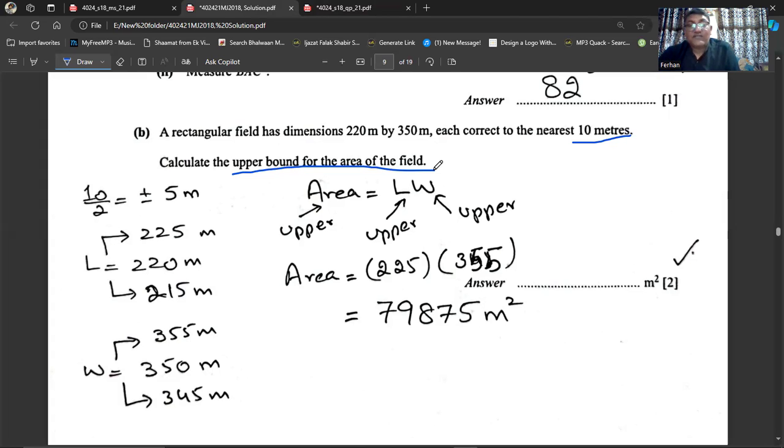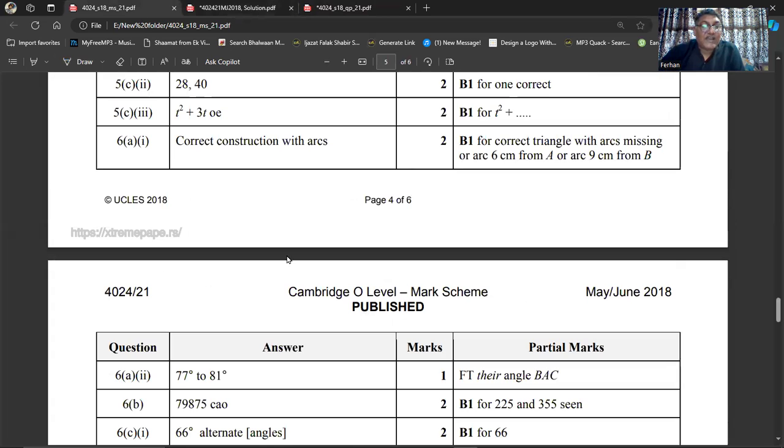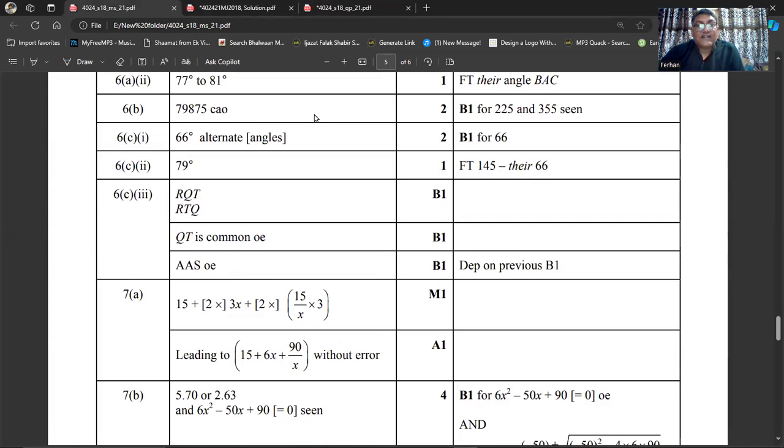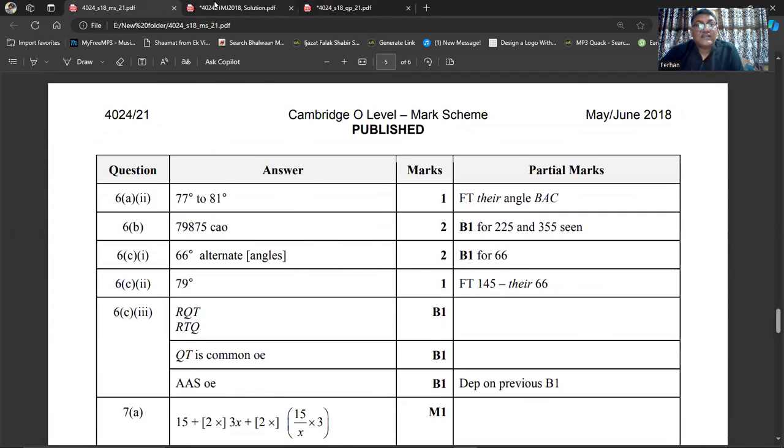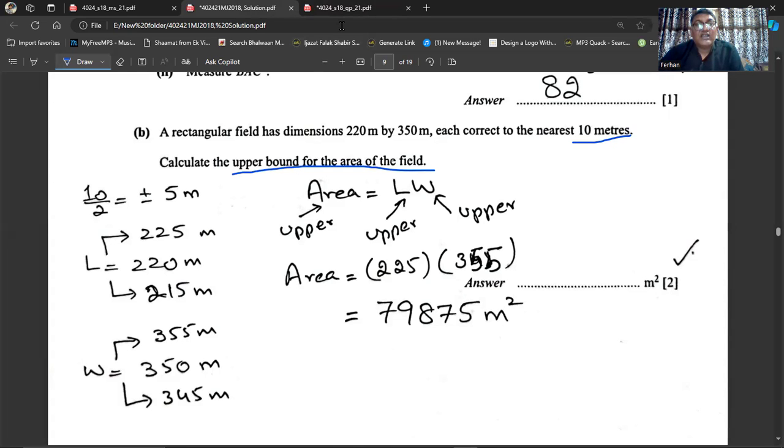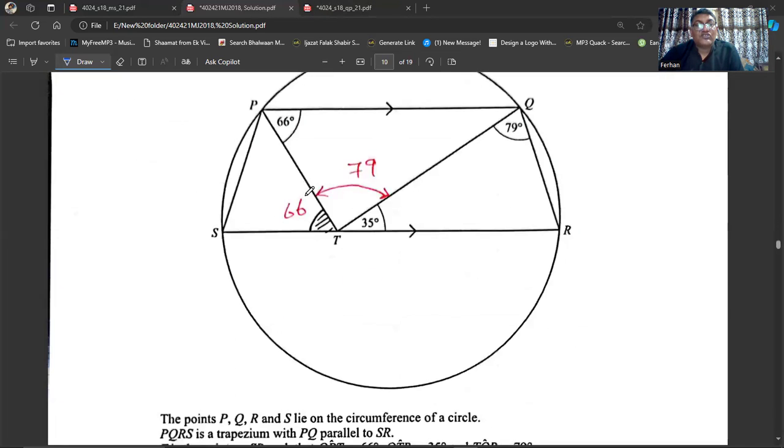So that will be 79,875 meters squared. So the area is 79875. 79875 is the right answer, sir. This is how this is done. So I'm going to the next question.